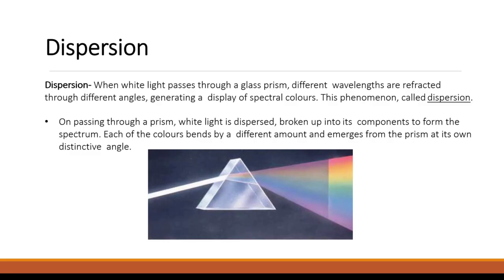First, let's talk about dispersion. Dispersion is when white light passes through a glass prism and different wavelengths are refracted through different angles, generating a display of spectral colors. This phenomenon is known as dispersion. On passing through a prism, white light is dispersed, broken up into its components to form the spectrum. Each of the colors bends by a different amount and emerges from the prism at its own distinctive angle. So we get the spectral colors display.